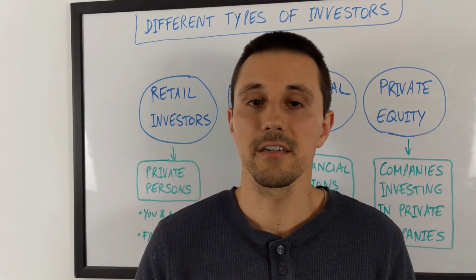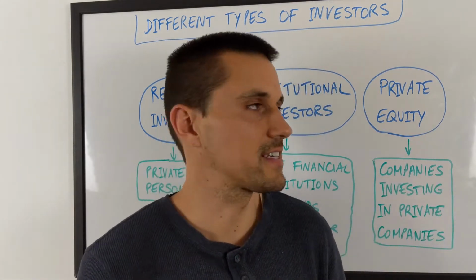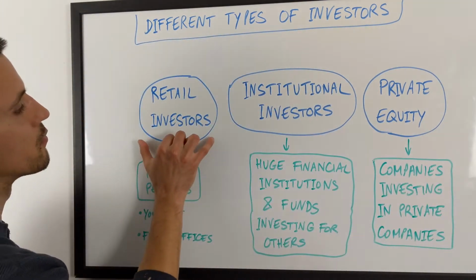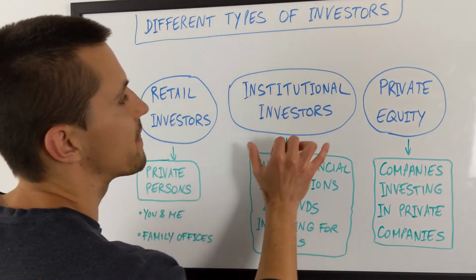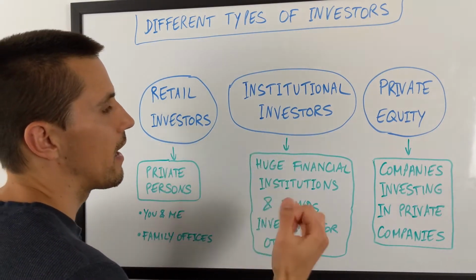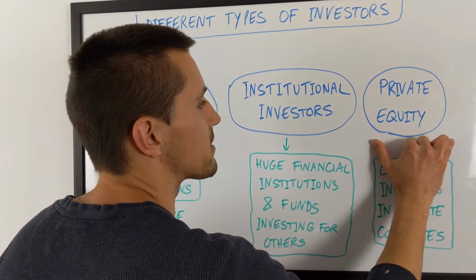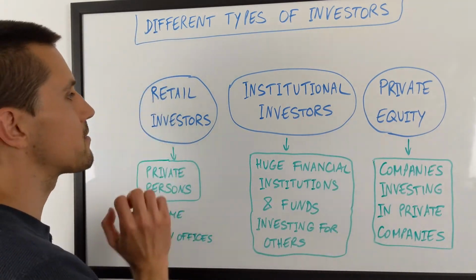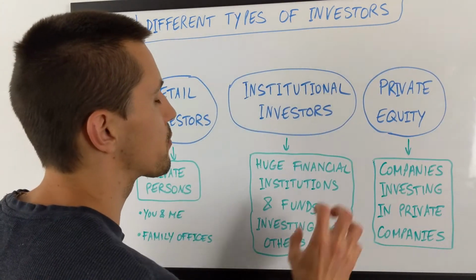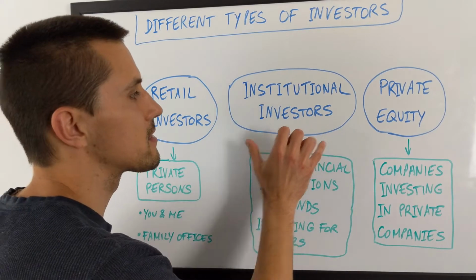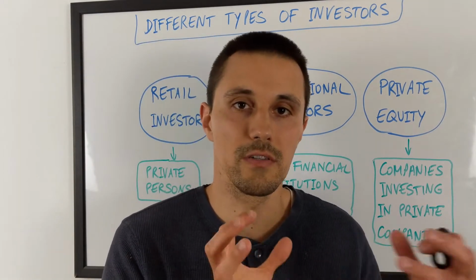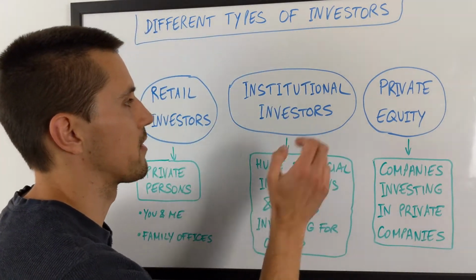To get started, actually there are three types of investors. First of all, there are the retail investors, then there are the institutional investors, and then number three, there are the private equity investors. So in this video we will talk of course about all three of them, and especially for the institutional investors we will go much more into detail because there are a lot of them, okay?